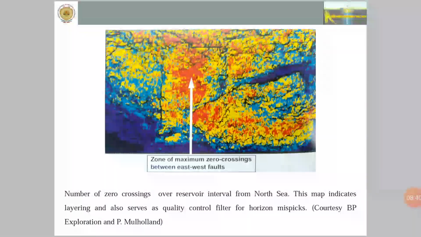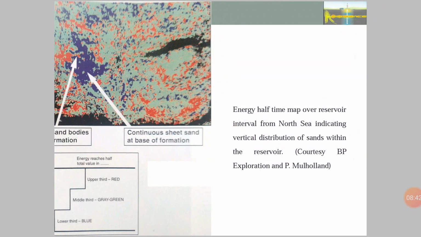In the next slide, we can see the energy half time map over the reservoir interval from the North Sea. Look at the blue spot on the west. It is the sand body formation. This is densely blue, so it is a continuous sheet sand at the base of the formation.